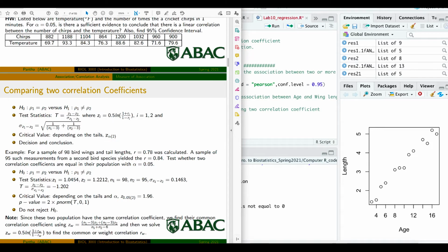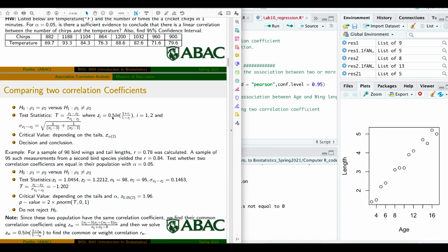Okay, so that's the critical value we find out, and then we do the decision and conclusion. You can actually find out the p-value too. The p-value will be the area right of the test value or the area left of the test value, depending on what you get for the test value. If you get negative, you do 2 times area left. If you get positive, you do 2 times area right of the test statistic.